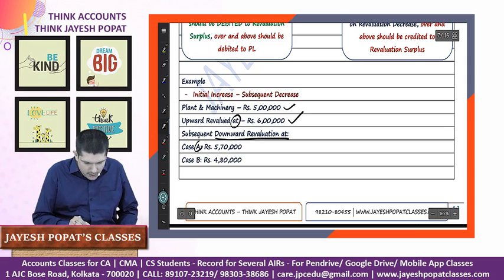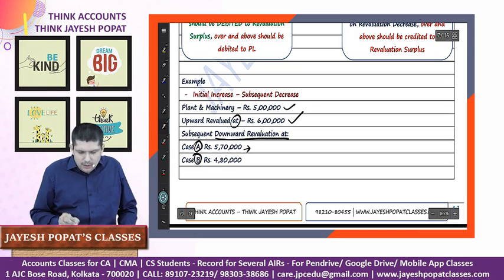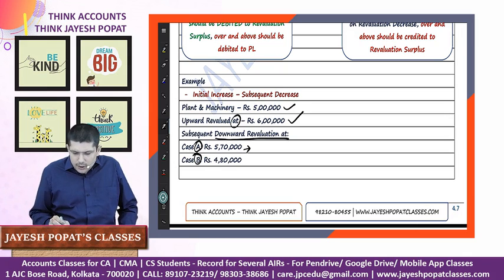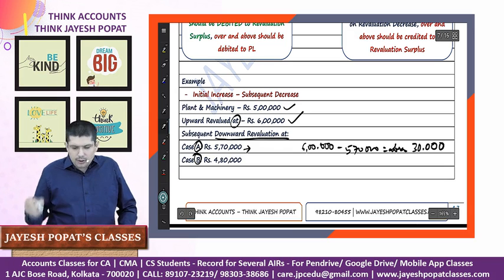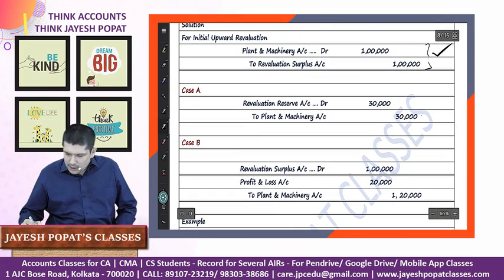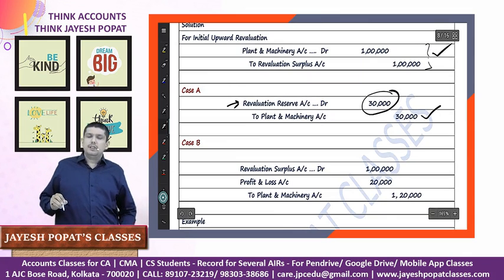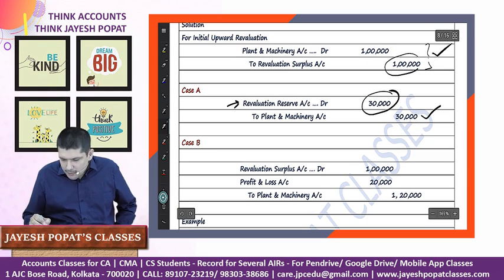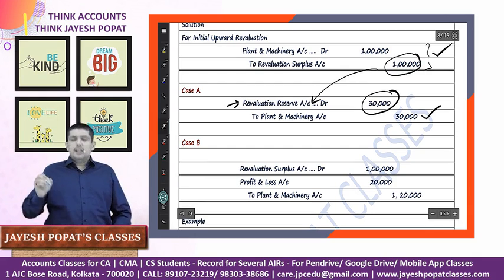In the two cases which you have taken, case A and case B. Subsequently, there's a downward revaluation to 5,70,000. So my plant and machinery currently is appearing at 6 lakh, and now I want to bring it to 5,70,000. So there's a loss to the extent of 30,000, right? I need to reduce the value of plant and machinery by 30,000. So I will say plant and machinery account credit, and this loss of 30,000 will be debited to the revaluation reserve account, because we already have a credit balance of 1 lakh in this account. To the extent of this 1 lakh, we will always debit the revaluation reserve account.